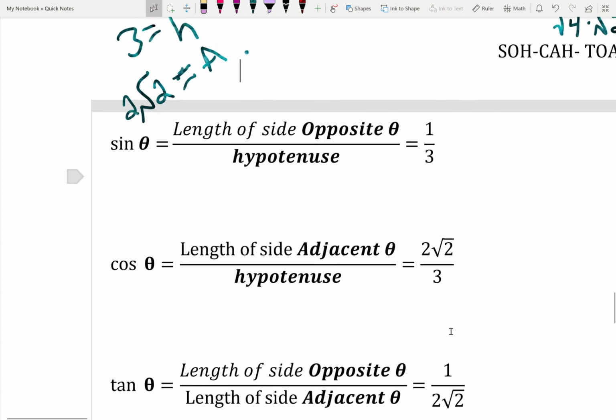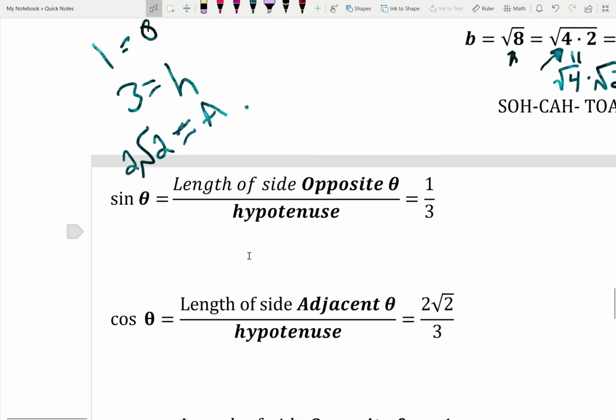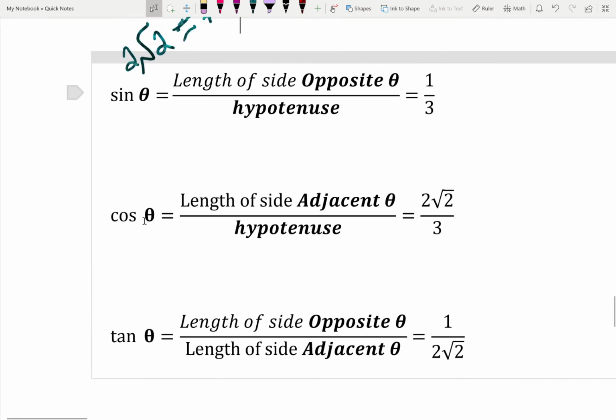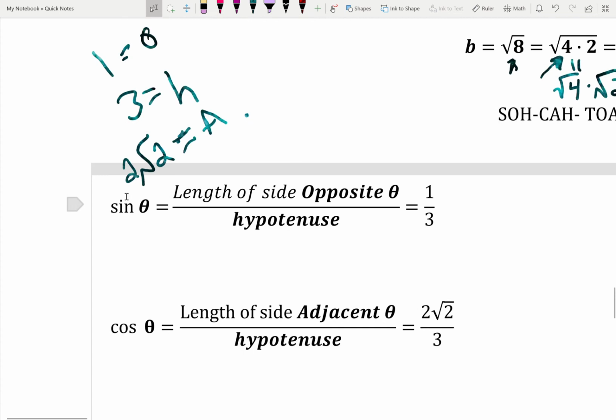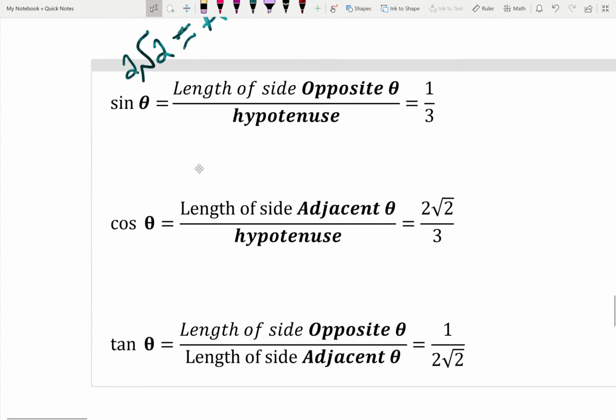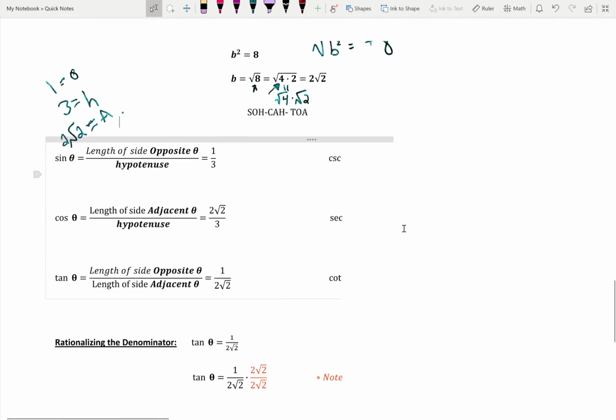Lastly, we have tangent, which is the length of the side opposite of theta, so that's 1. And then we have the length of the side adjacent to theta, which is 2 times square root of 2. So right here. And now to find the other 3 trig functions, we just take the reciprocal of this, right? We flip all of these guys on their head. Boom.